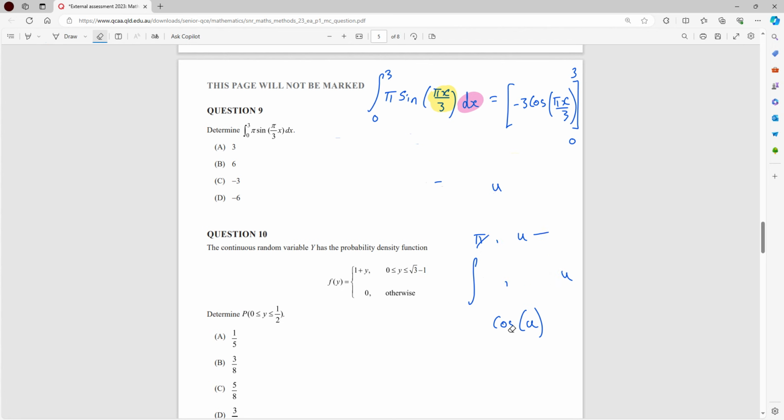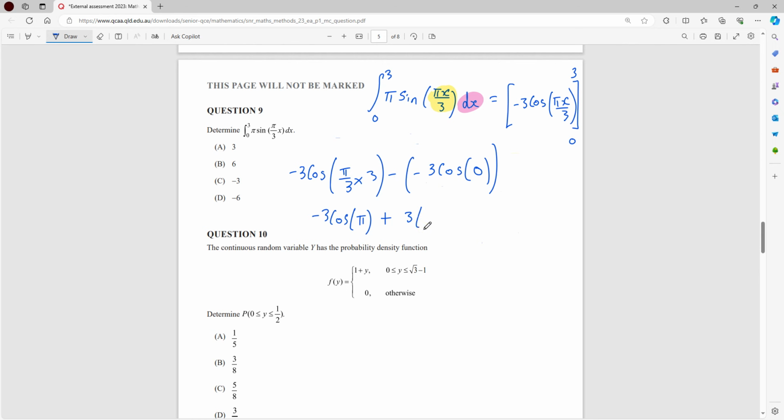Okay, so let's take a look at this bit now. All we've got to do is substitute in the bounds, so substituting in the 3, and then the 0, because cos of 0 is going to be 1. So we'll have minus 3 cos of pi on 3 times 3, minus negative 3 cos of 0. This bit here is minus 3 cos of pi plus 3 cos of 0, so it's just 1. Cos of pi is minus 1. Negative 3 times minus 1 is 3, and then plus that 3 gives you 6. So the correct answer is B, which is 6.